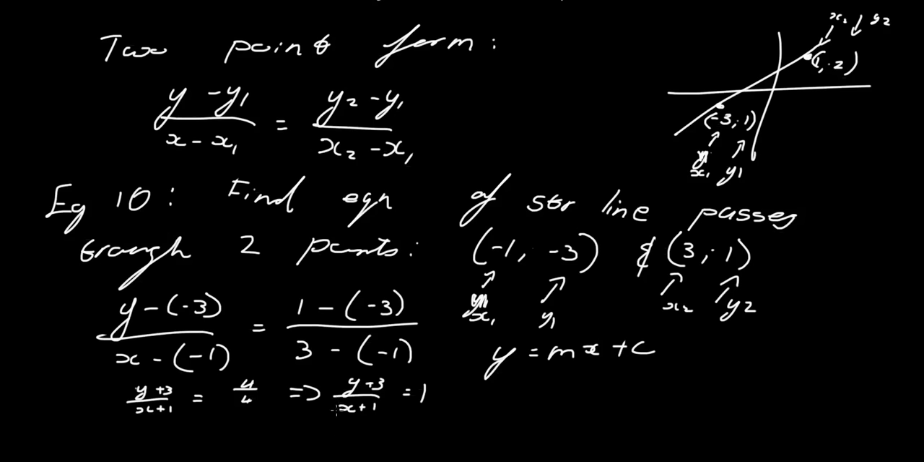So now let's multiply through by x plus 1 so that we get rid of the denominator. So now we've got y plus 3 is equal to x plus 1. So now we've got y is equal to x plus 1 minus 3. Y is equal to x minus 2. So there you go.